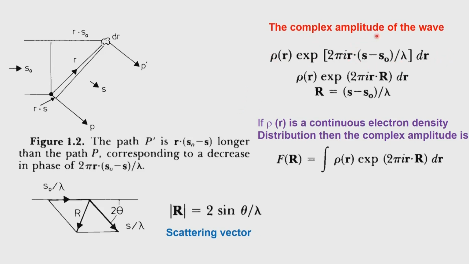The (s minus s naught) by lambda, we replace it by a capital R which we call as the scattering vector. We will look at some of the properties of the scattering vector as we go along. This scattering vector has dimensions of reciprocal length. Lambda is the wavelength. So, R has dimensions of reciprocal length. That means this scattering vector is something which could be a representation of the reciprocal lattice vector in some way. We have to find out what is the representation of capital R, because it is proportional to 1 by lambda.